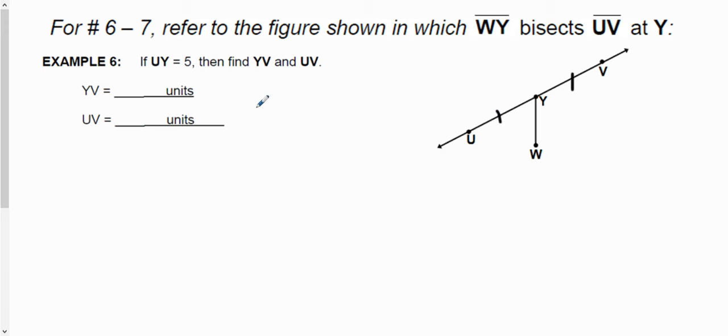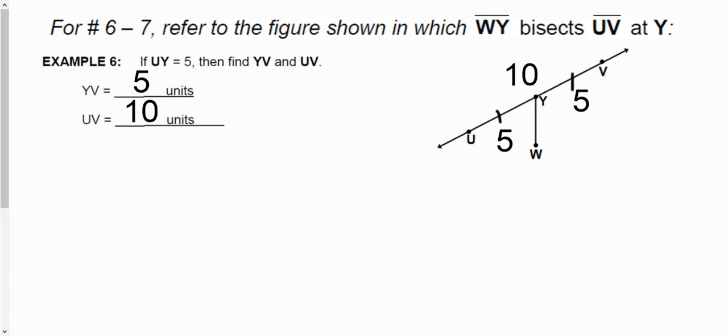So then what do they give us? UY equals 5. So this piece equals 5. Then find YV and UV. Well, YV, since it's bisected here, it's going to be the same as UY. 5. And then of course we can add up these pieces and get the whole thing for UV. UV would be 10.